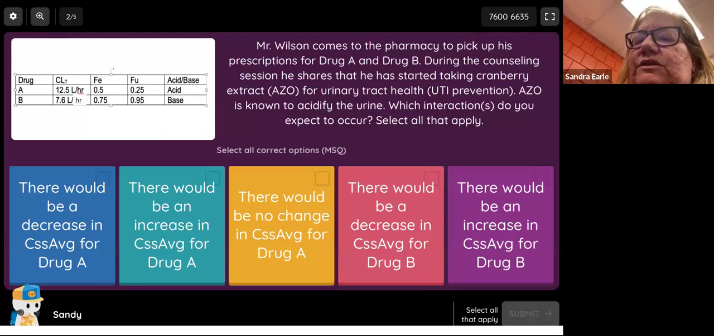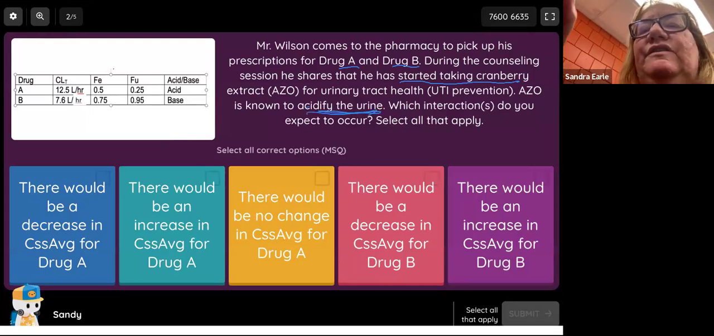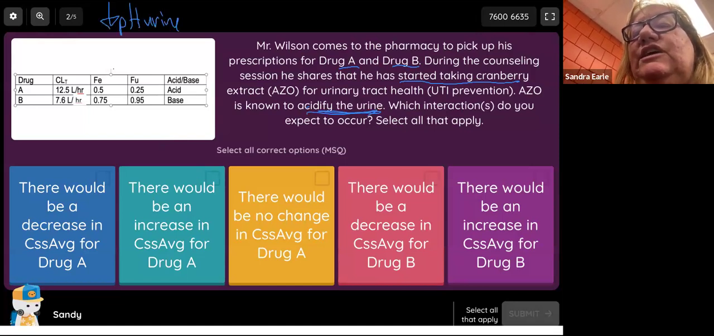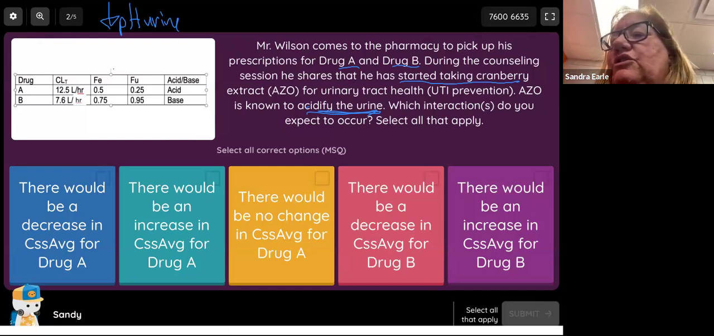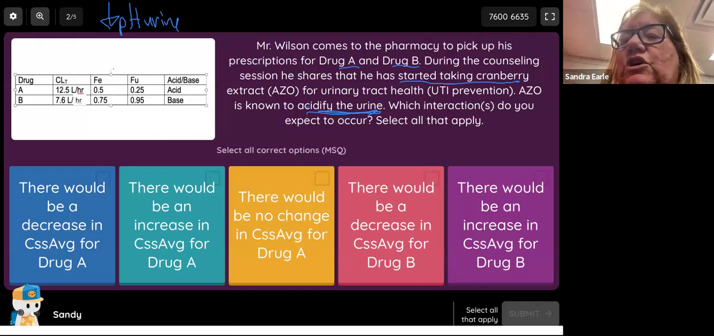How about this one? Mr. Wilson comes to the pharmacy to pick up his prescriptions for drug A and drug B. During the counseling session, he shares that he has started taking cranberry extract for urinary tract health, and it's known to acidify the urine. So if it acidifies the urine, what's happening? We've decreased the pH of the urine, which is going to change the ionic character of the drug. So which interactions do you expect to occur?